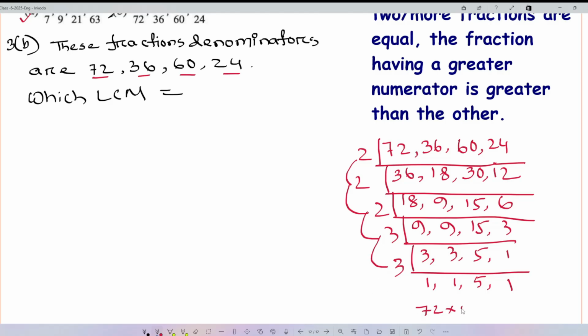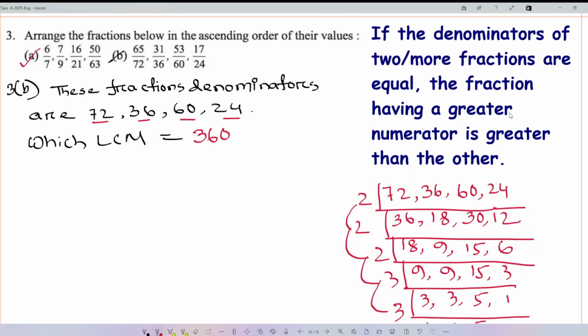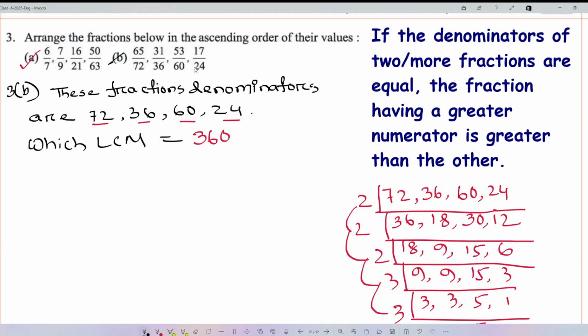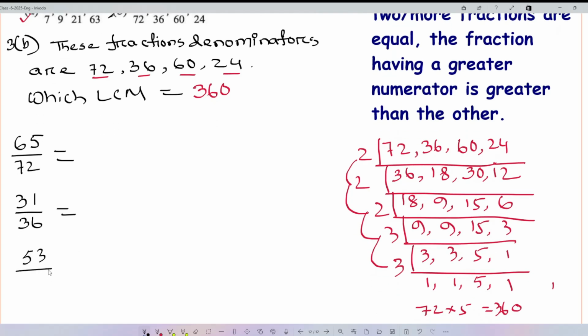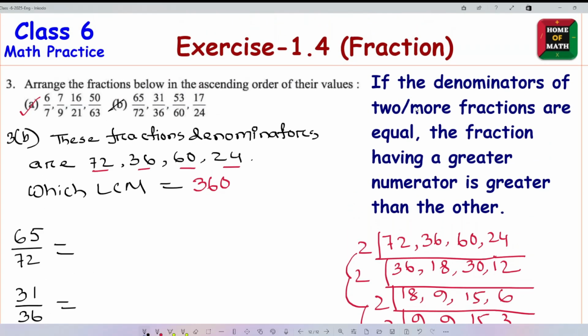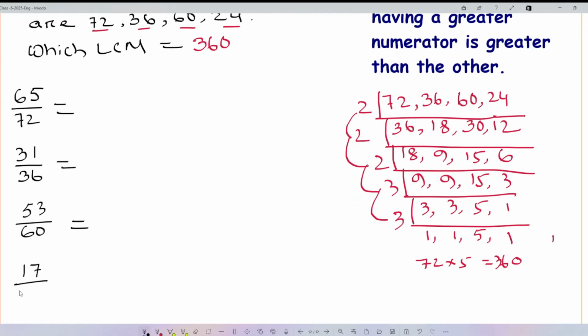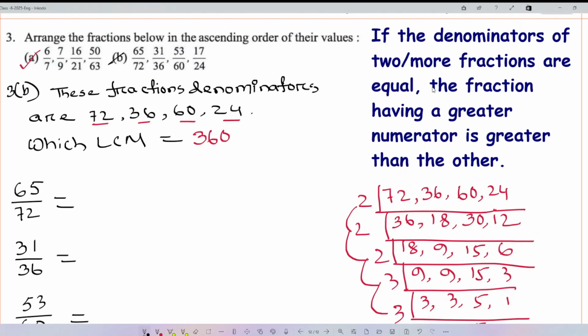So 72 times 5. So here is 5 times 2 is a 0, carry 1. 7 times 5 is a 35, 35 plus 1 is a 36. So LCM is 360. Now we will make all the fractions common denominator. So here is 65 divide 72, then we will make 31 divide 36, then 53 divide 60, and finally we will make 17 divide 24. Now one by one we will try to solve.